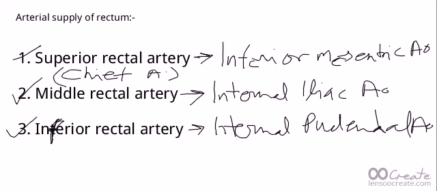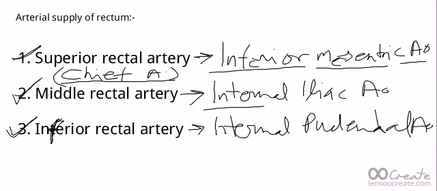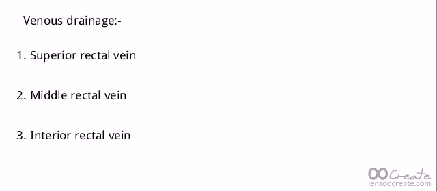Okay, so the arterial supply of rectum is via 3 arteries: superior rectal artery, the middle rectal artery, and the inferior rectal artery. The superior rectal artery is the chief artery supplying the mucosa of the rectum, and it is a branch of inferior mesenteric artery. And the middle rectal artery, it is a branch of internal iliac artery, and the inferior rectal artery, it is a branch of internal pudendal artery.